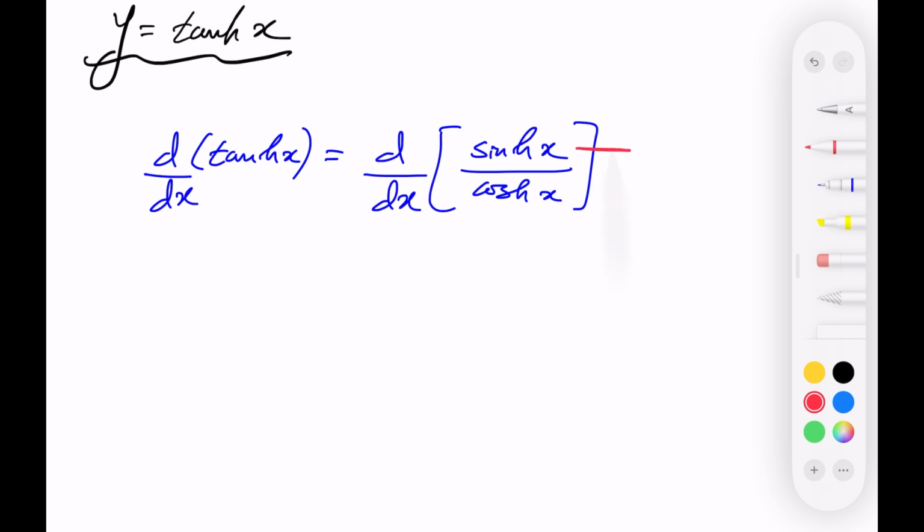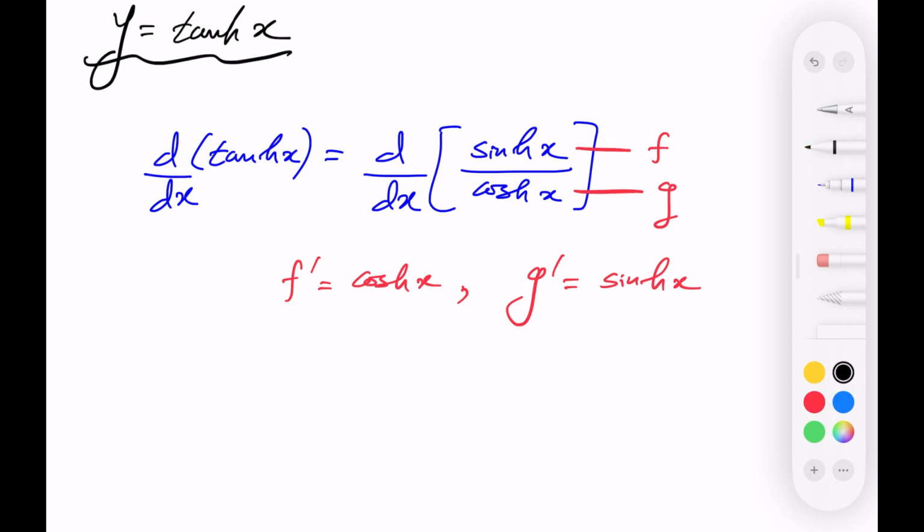I need to label one of them as function f, the other function as function g, and then I will need f prime and g prime. We already found f prime. F prime is the derivative of sinh x, which we proved as cosh x. Also, we found g prime. We differentiated cosh x, and we saw it's equal to sinh x. Now I can apply the quotient rule.